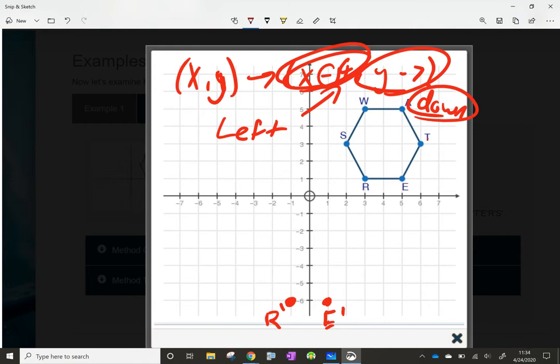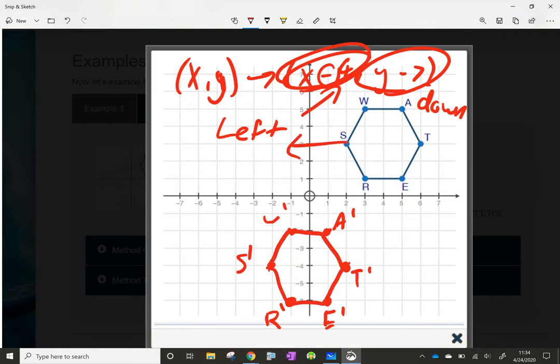And if you do this for every single point, going to the left 4 and then going down 7, you'll see that we create the exact same shape. This is where T prime will go. This is where, is that an A? I think, yeah, that's where an A prime will go. This is where the W prime will go. And here's where the S prime will go. And it will create the same shape, just moved, obviously, to the left 4 and then down 7.